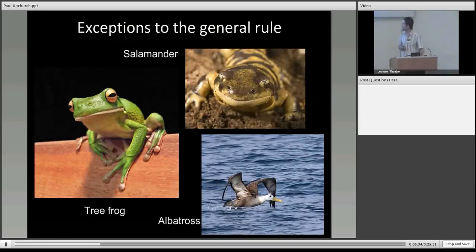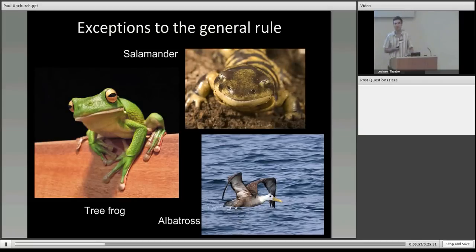However, there are some exceptions, even today. So a couple of the modern amphibian groups, like the tree frogs and salamanders, and also the albatrosses, do not show the modern type pattern. So that raises another set of questions.